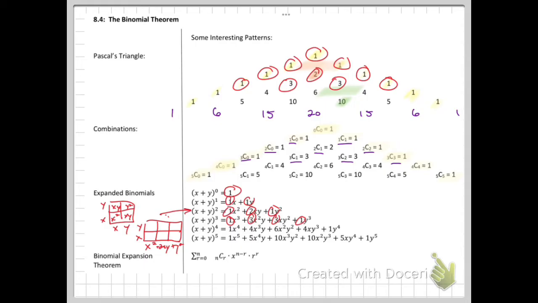Because if I was doing x plus y to the 5th power, I'd have to finish this to get the answer to the 3rd power. Then I'd have to do this answer in another box with x plus y to get the next answer. Then I'd have to do that answer with another box of x plus y to get the final answer. And binomial theorem is just a much quicker way to get there.